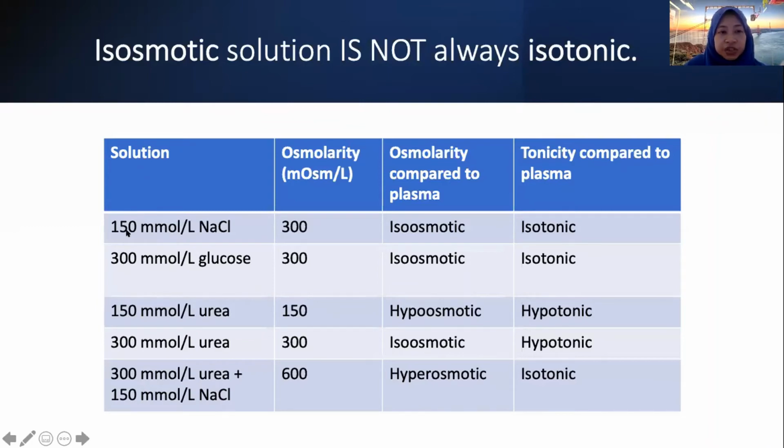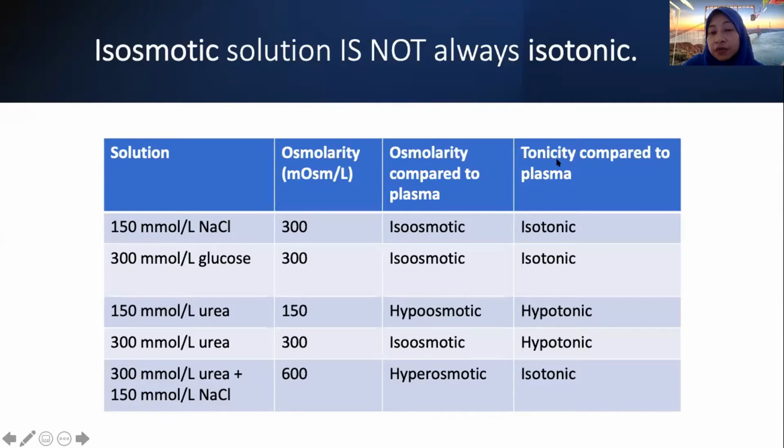This is some made up solution. If you have 150 millimole per liter of NaCl, what kind of concentration are we talking about here? What is the term for millimole per liter? Molarity. So the osmolarity will be 300 because of the dissociation factor. When you compare the osmolarity to the plasma, let's take the plasma as 300 in terms of osmolarity. So it will be the same, right? 300 to 300, so it is isoosmotic.